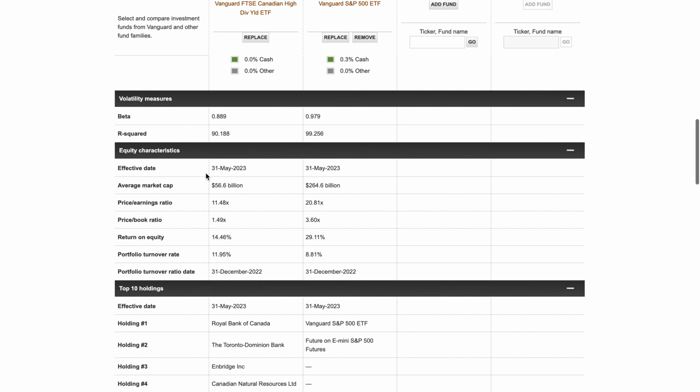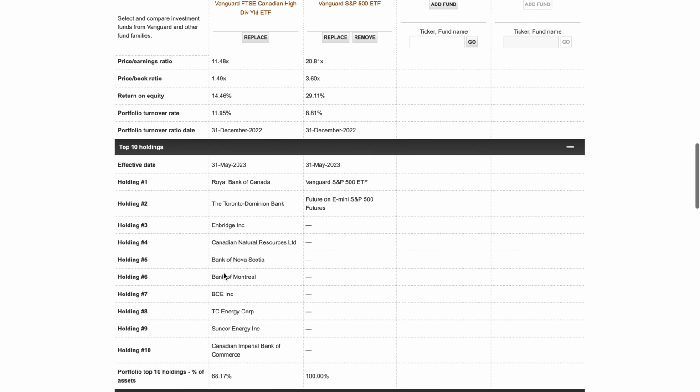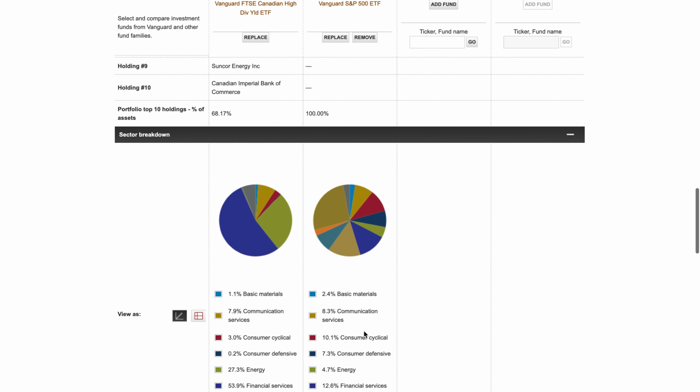Here we can look at the equity characteristics, price to earnings. Again, you're paying a higher multiple here. You can look at the return on equity. For the top 10 holdings, they have them for VDY, and here you would have to go to the S&P 500 index to look at the holdings. They should include them here, but I'm not sure why they don't. And then there's this sector breakdown.